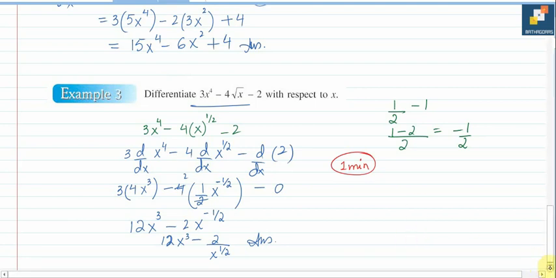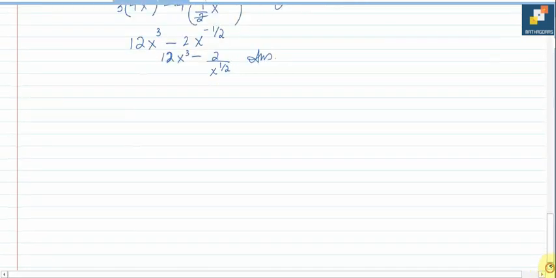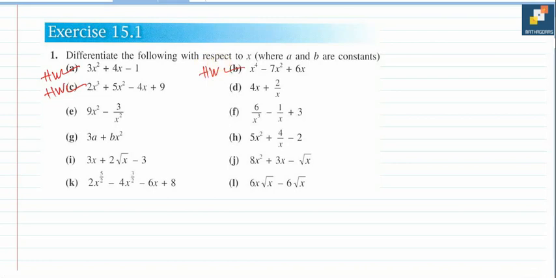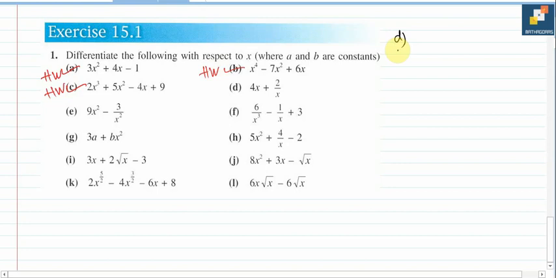Alright, now we are going to start the first exercise 15.1, question number 1. The question is quite simple and very clear. Differentiate the following with respect to x. First part, second part and third part. These three parts are your homework. So in today's class we are going to start with part D. These three parts are very much similar to the examples that we had discussed above.